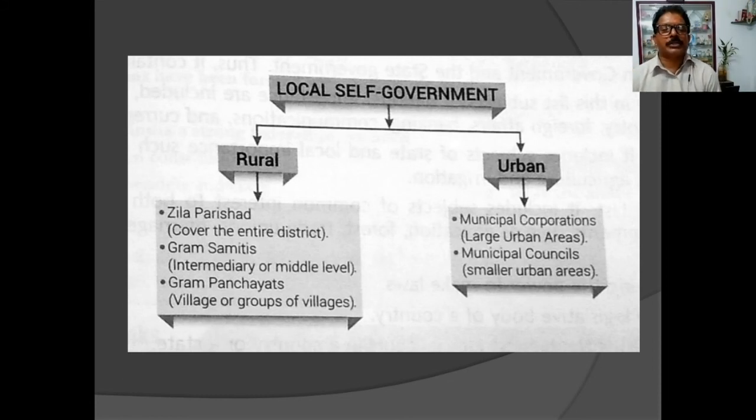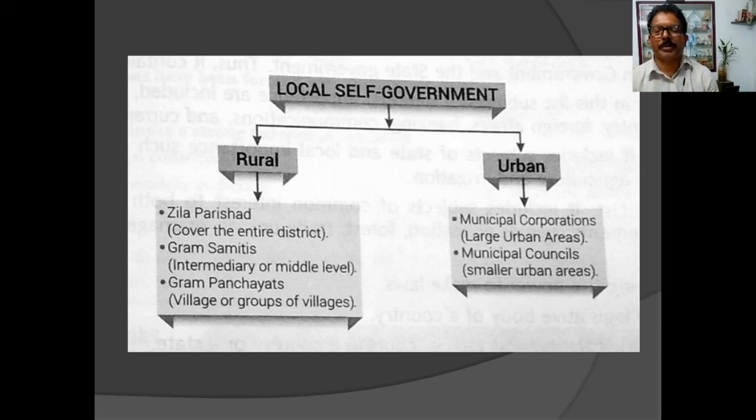Let us come to local self-government. That is the Panchayat Raj system. We said it's a three-tier system. So we have central government, state government, and local self-governments at the rural level and urban level. At the rural level, at the top we have Zilla Parishad for the Zilla. Zilla means a district. Parishad means council, district council.